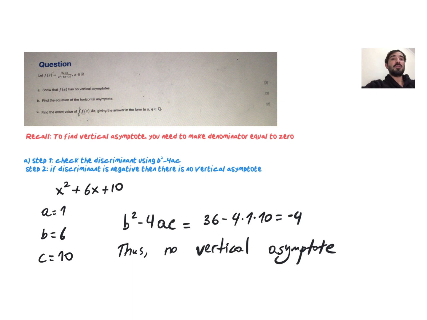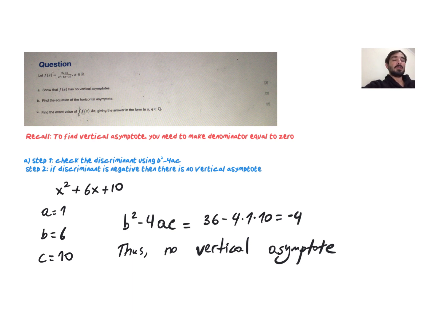Step 1 is, first you need to check the discriminant of the denominator. My denominator over here is x squared plus 6x plus 10. As you see, the coefficient of x squared is 1, the coefficient of b is 6 and c is 10. So I'm going to use the discriminant. When I solve it, b squared minus 4ac gives me a negative value. For that reason, we have no vertical asymptote.